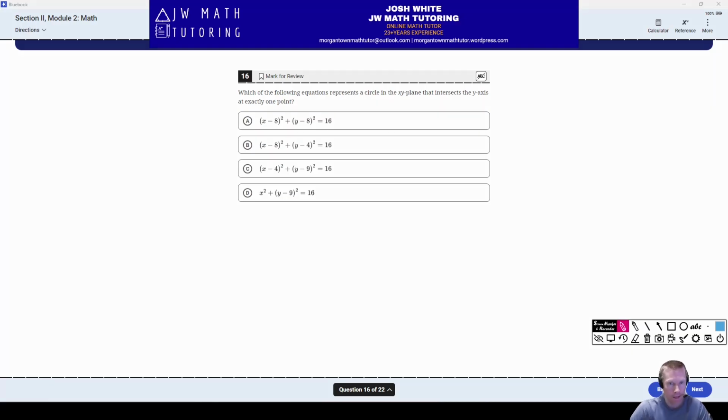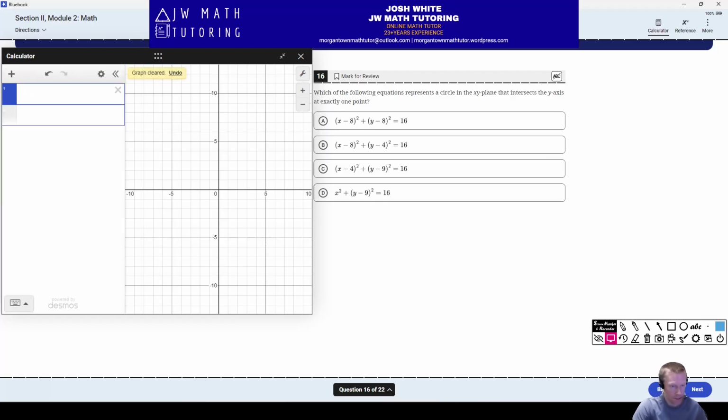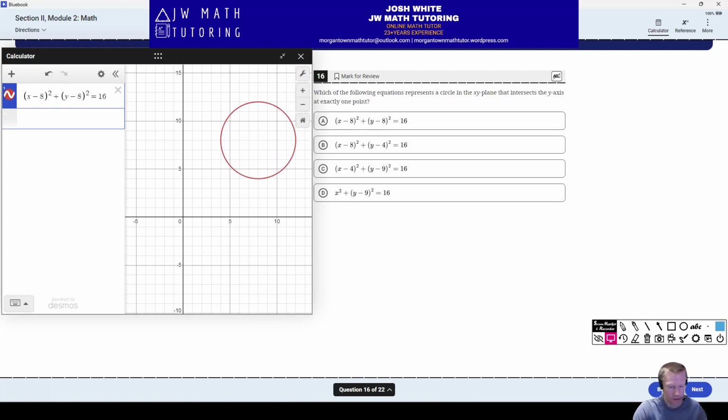All right, next up. Which of these represents a circle that intersects the y-axis at one point? So first I will show you the way to do this in Desmos, because you can just easily graph each of these out and you can see, does it intersect the y-axis at one point, yes or no? So here's answer choice A. Does it intersect there? No. Let's go to B. Let's change this to 4. Does it intersect the y-axis at one point? No, it intersects the x-axis here. It's tangent to it, but not the y-axis, which is what we want. All right, now let's go to this. So here's our correct answer.